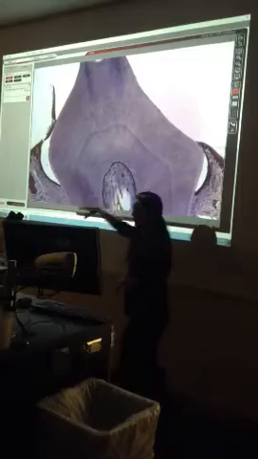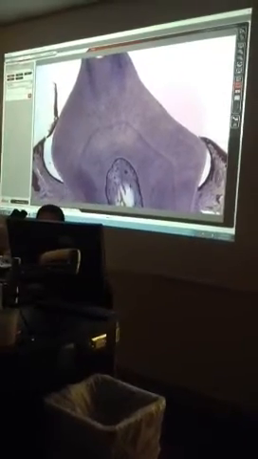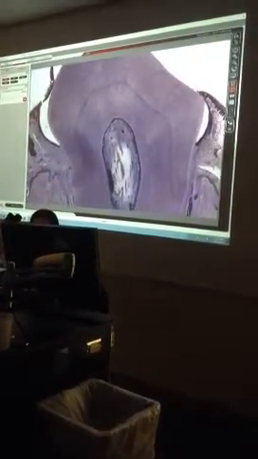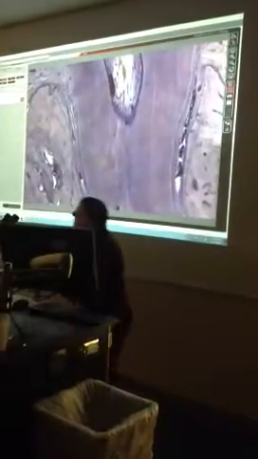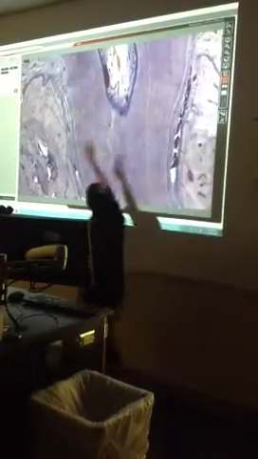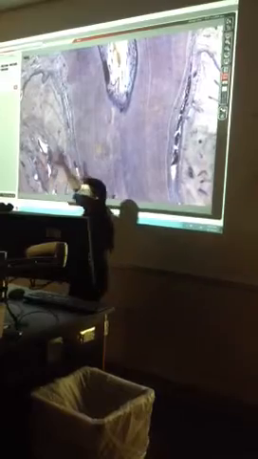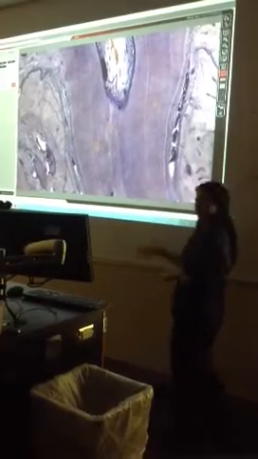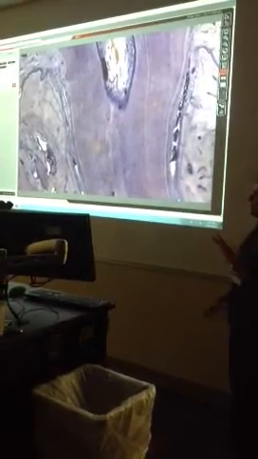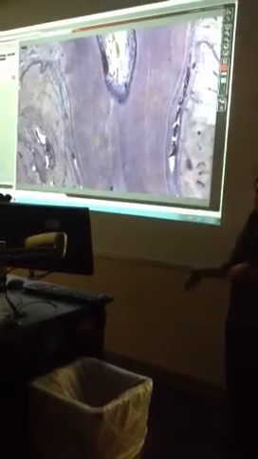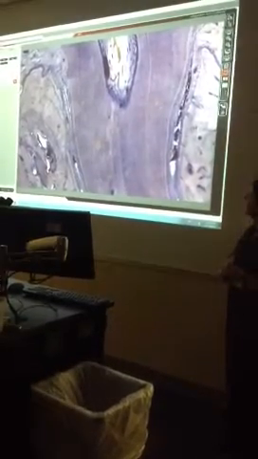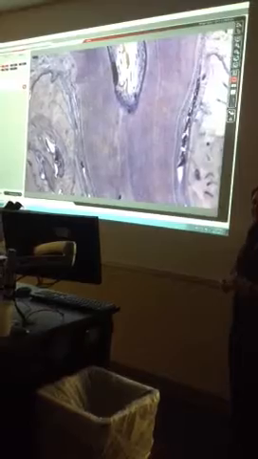Gum line, neck. When we get into the bone, and this is the bone, and this is the bone, then we're in the root. So there's three areas: the crown, the neck, and the root. If you're in the socket, that's the root part. Gum line, neck, above that's the crown.